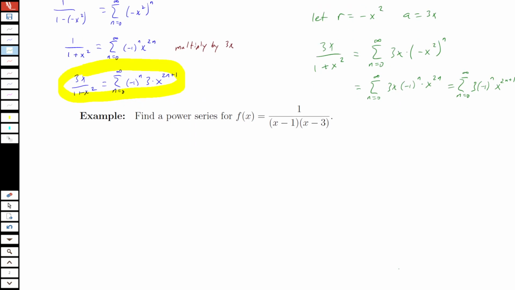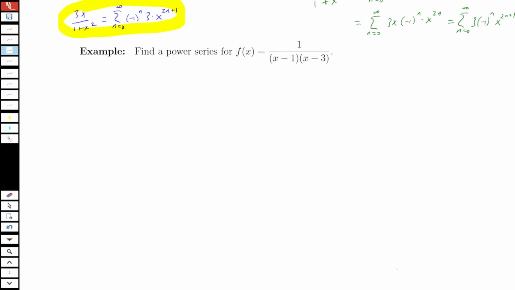All right, let's look at another example. Find a power series for this one. This one is a little bit more complicated because I don't have the same sort of setup. I can't get this through just composition of that a over 1 minus r business. So what I'm going to do is I'm going to start this off differently. I'm going to rewrite my original function using partial fractions. Okay, so let's start off that way.